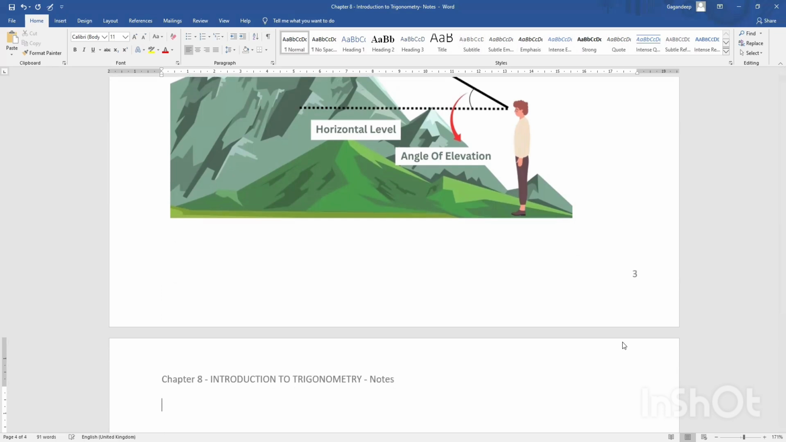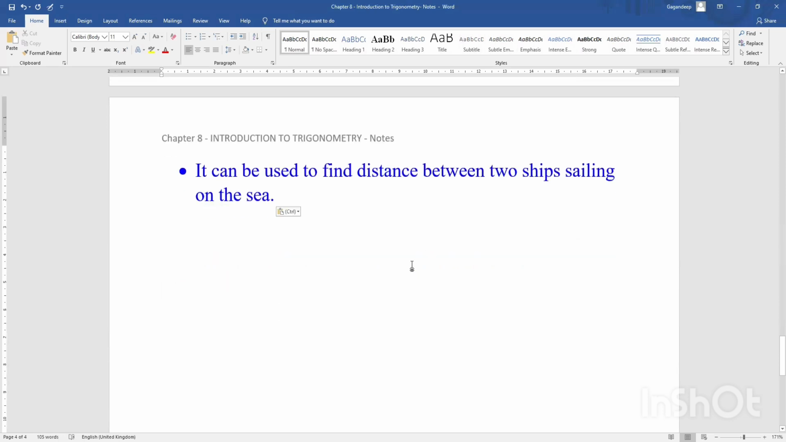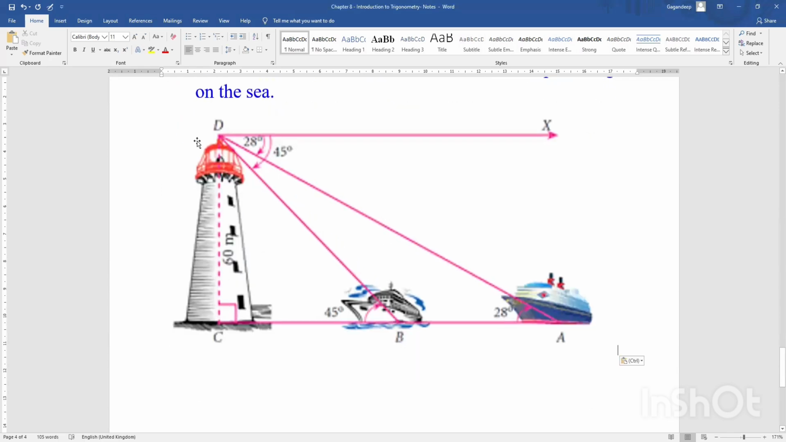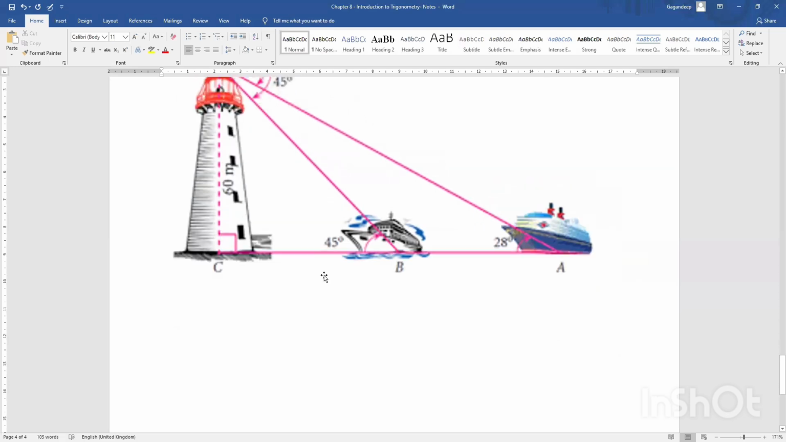And the next thing: it can be used to find the distance between two ships sailing on the sea. Here we have two ships, A and B, and the person is standing on the lighthouse, watching those two ships. He wants to find the distance between these two ships. This can be found out using the knowledge of trigonometry.